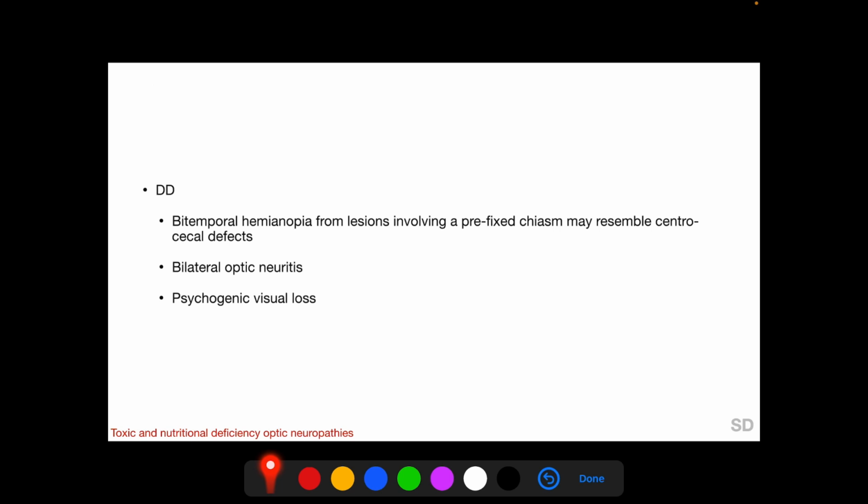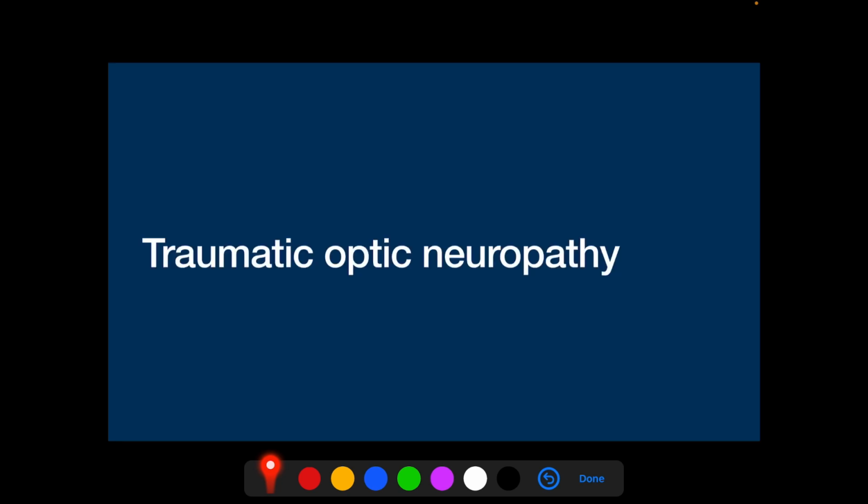And a differential diagnosis includes lesions involving a prefixed chiasm with bitemporal hemianopia in a cecocentral pattern. That is because in a prefixed chiasm, the posteriorly located macular fibers are affected more with a lesion in the region of the sella turcica. Bilateral optic neuritis is also in the differential diagnosis, and psychogenic visual loss must also be excluded.